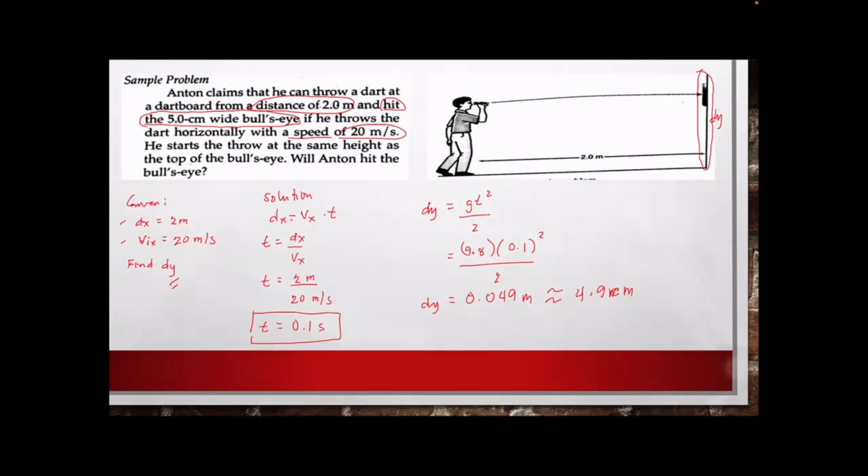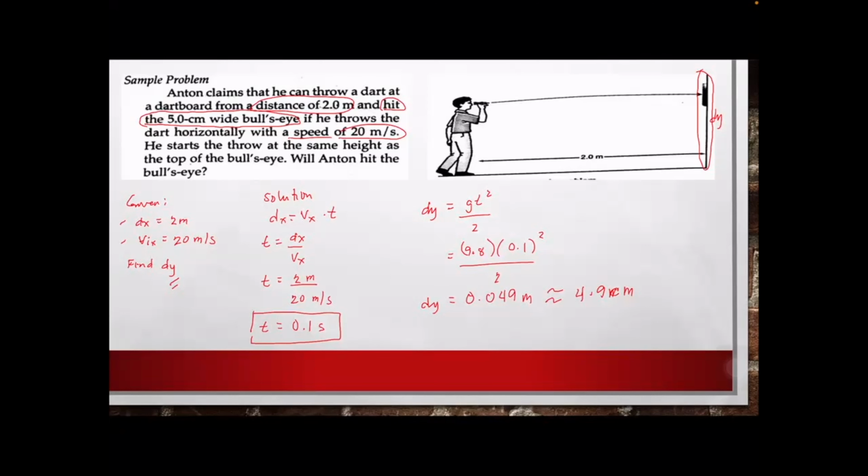So therefore, the question is, will Anton hit the bullseye? Yes, it will hit the bullseye if we're going to round up the 4.9 into a whole number, kasi the 4.9 will be 5 centimeters. So ang tanong lang naman kasi dito is 5 centimeters bullseye.